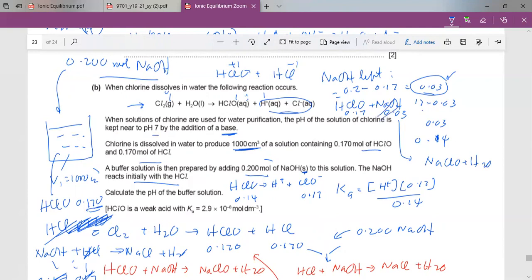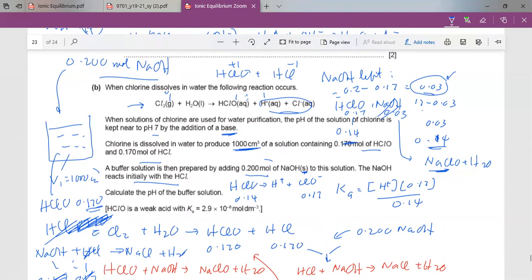So this one left behind, how much? 0.03. And how much is this one? Sorry, I am going too fast. How much is left behind? 0.14. Here is 0.14 left behind.